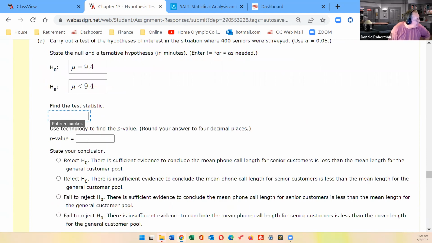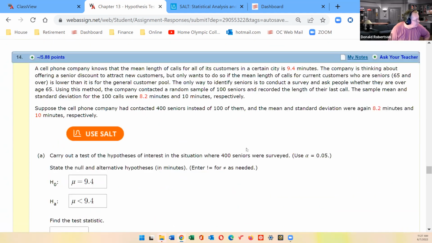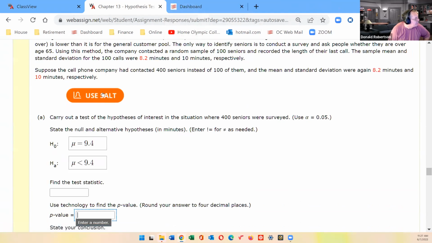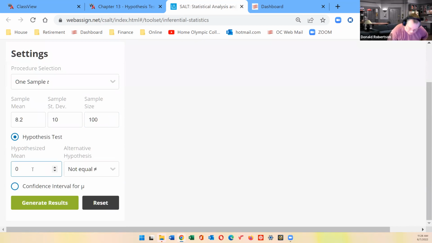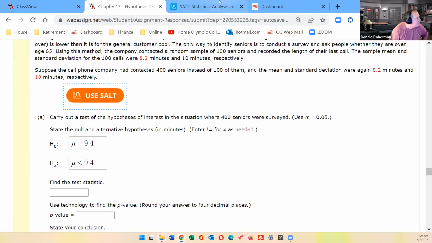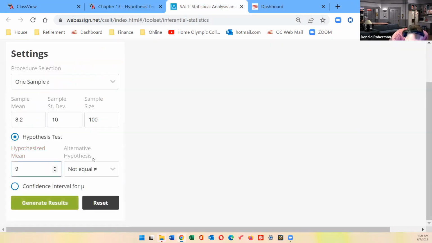Now, those numbers are going to come from SALT. So I'm going to close that one off and hit SALT, one sample. The sample mean for these people was 8.2. The standard deviation was 10 minutes. And there were 100 people in the sample. So that's where those numbers that I wrote down came from. The number that goes here, I forgot to write down, so it was 9.4. And we are trying to prove that it's less than.